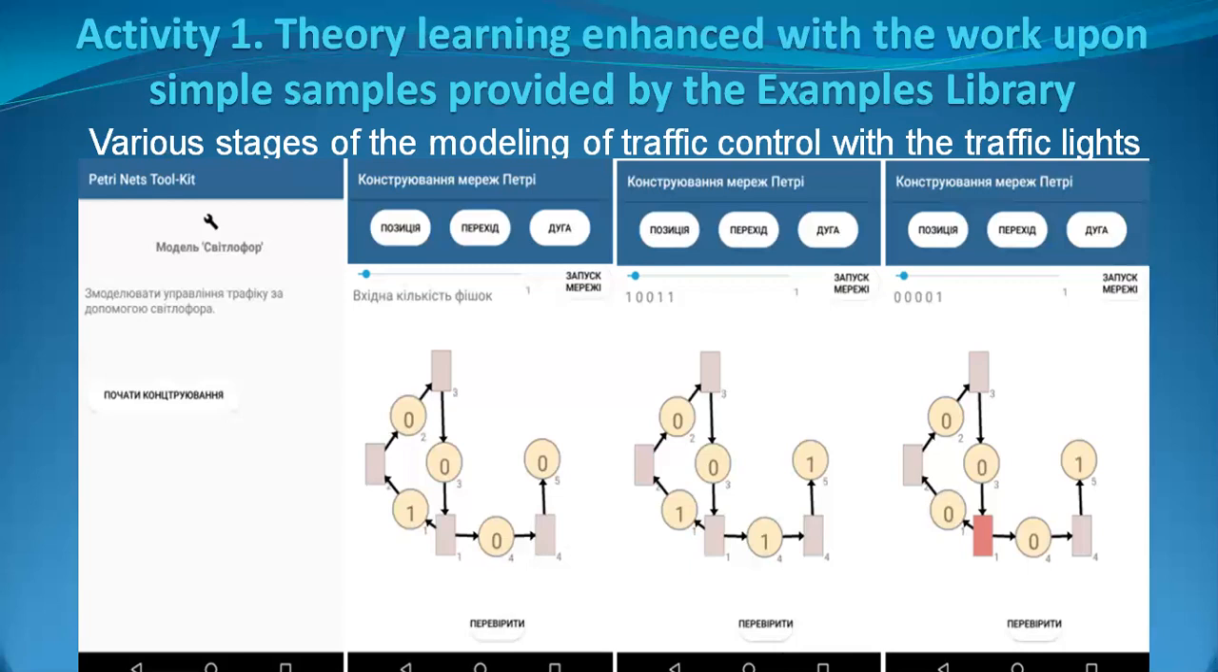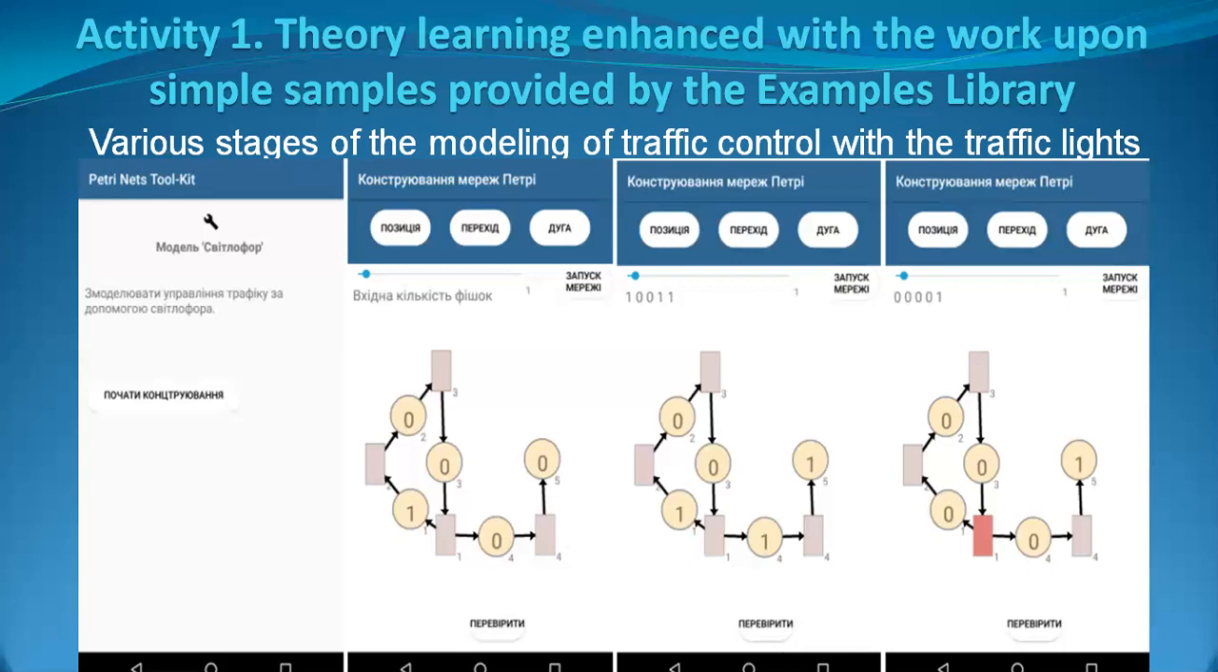Here you can see some episodes of students' learning activity upon the sample, and using the slider, students can change the initial marking of the net and explore the states of the net. Episodes of modeling activity are shown on the screen.